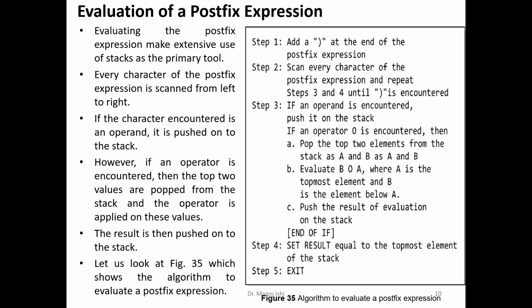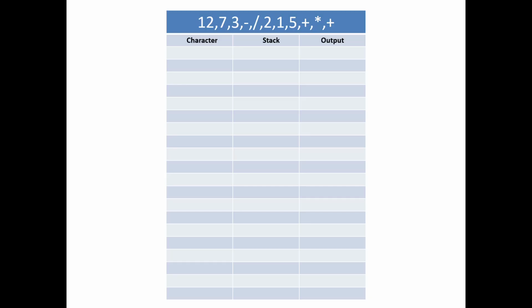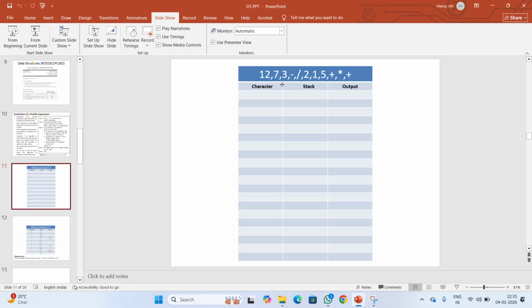Now let's try to apply this on the below example. We have to evaluate it using the stack and the algorithm of postfix expression evaluation. So let's scan the characters one by one. First character is 12, which is an operand, so we push it onto the stack. Second character is 7, an operand, so we push it onto the stack. Third character is 3, again an operand, so we push it onto the stack.